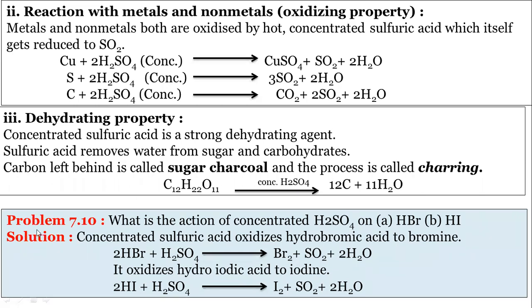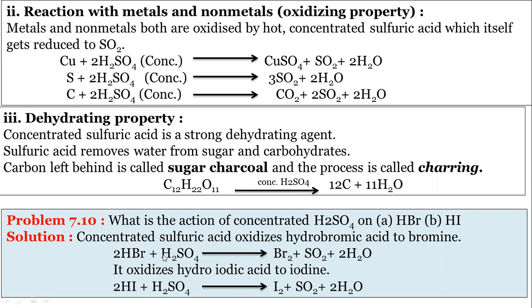One problem is given: what is the action of concentrated sulfuric acid on HBr and HI? Both are acids. This is hydrobromic acid and this is sulfuric acid. The concentrated sulfuric acid oxidizes hydrobromic acid into bromine. We can see here, when H2SO4 is added to 2HBr, we get Br2 plus SO2 plus 2H2O.